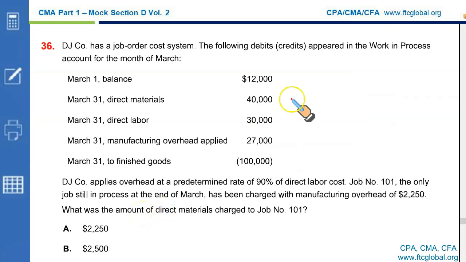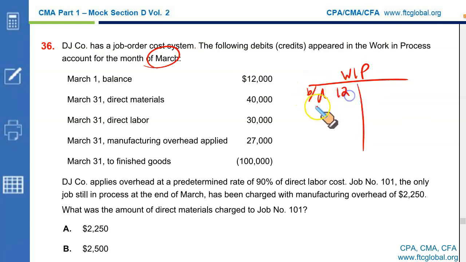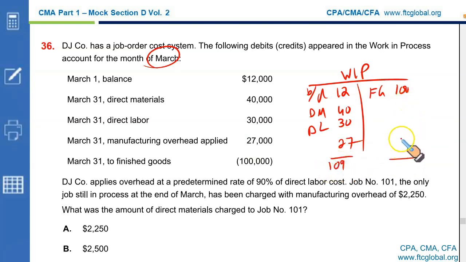Okay, now this one is a very interesting question. DJ company has a job order cost system. The following debits and credits appeared in the work in process account for the month of March. Let us draw up the work in process account. Opening balance brought down is 12. Direct material 40, of course, debit. Direct labor, debit. This is DM, this is DL. Manufacturing overhead applied 27. Now it further says that this negative means credit. Finished goods 100,000 was transferred to finished goods, which means if you balance this account, the debit side has a total of 109, credit 100, which means the closing balance is 9,000. That is the carry down.